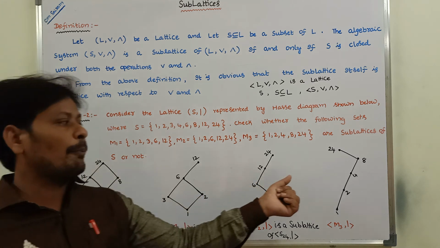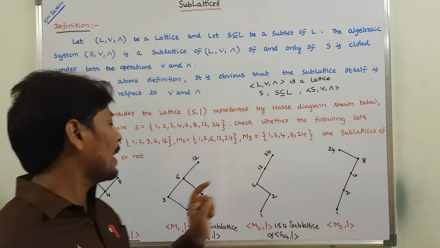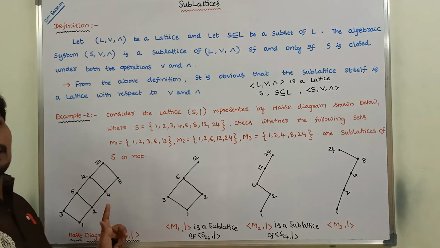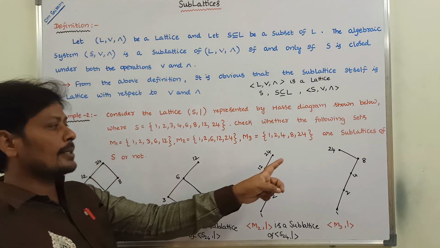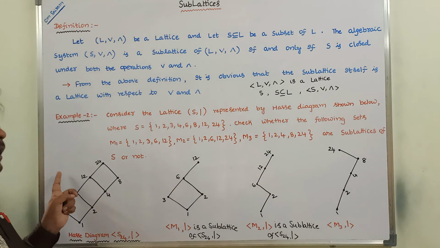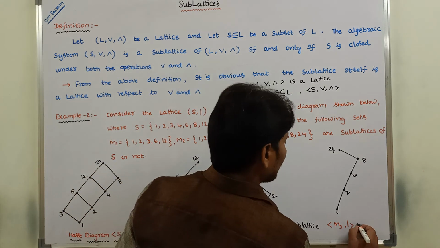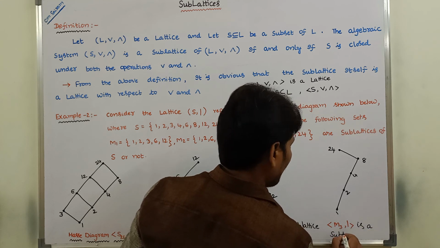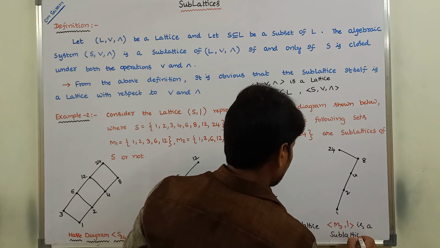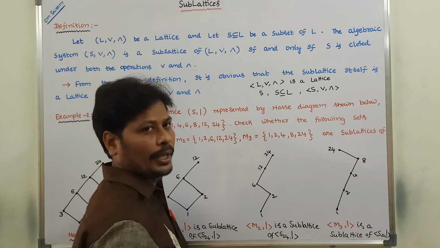Whatever pair of elements we consider, in both this Hasse diagram and this Hasse diagram, the same LUB and the same GLB exist here and also here. Hence we can say that M3 with the division relation is a sublattice of S24 with the division relation.